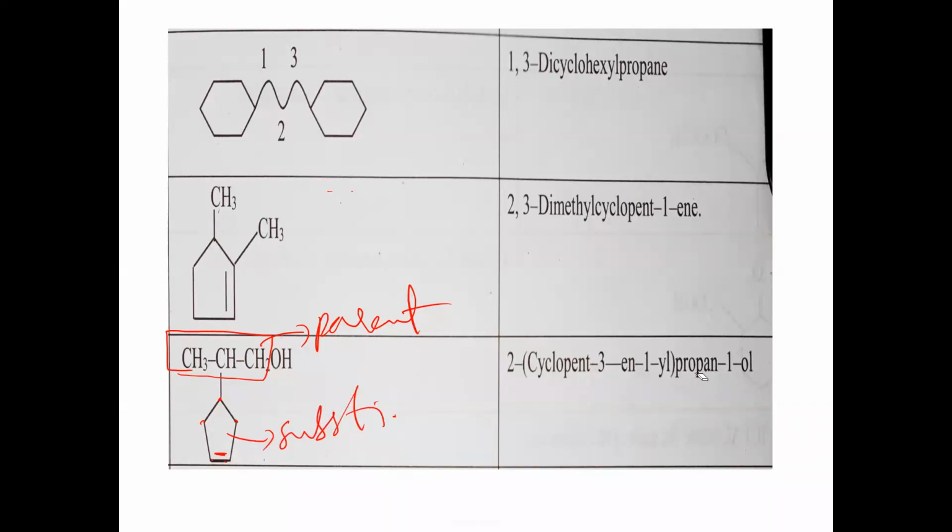Okay, that's why we have taken the parent name here. Parent name is what now here? Propan-1-ol. And what is the substituent here? Cyclopent-3-en-1-yl. Cyclopent, third carbon: first carbon, second carbon, third carbon, ene, and first carbon has yl. Okay, so free substituent means free bond. The substituted substituent is called a complex substituent, we discussed.